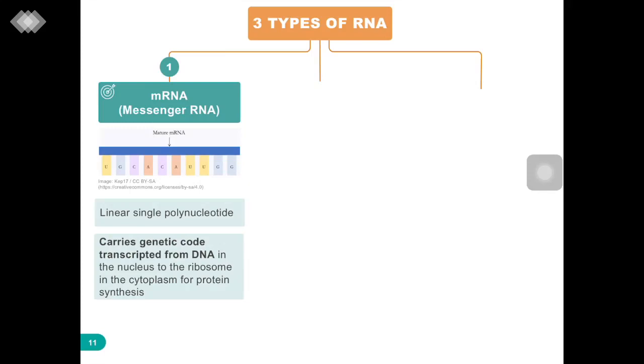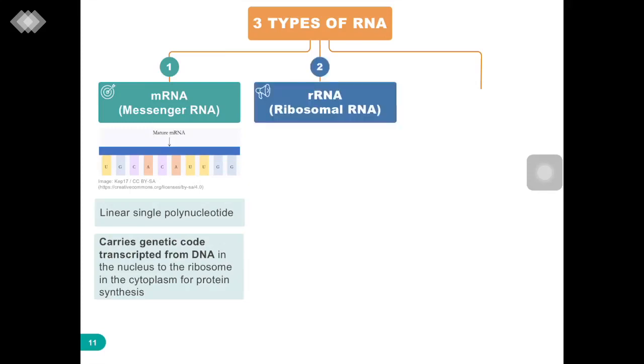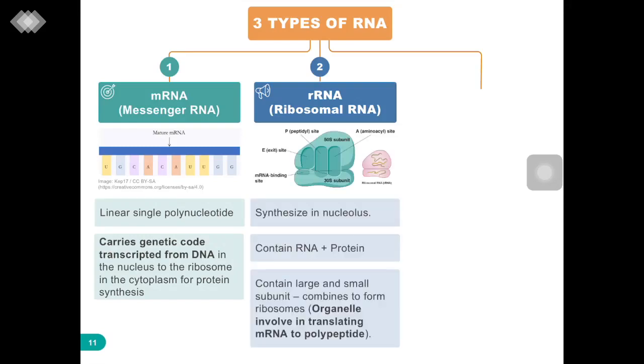The other type of RNA is rRNA, or ribosomal RNA. rRNA is the type of RNA that is used to build ribosome organelles. This rRNA is synthesized in the nucleolus. Ribosome is made up of rRNA and also protein molecules. So the function of rRNA is the same as the function of ribosome. It becomes the site where protein is synthesized, or polypeptide is synthesized.